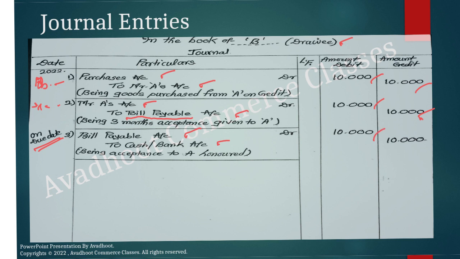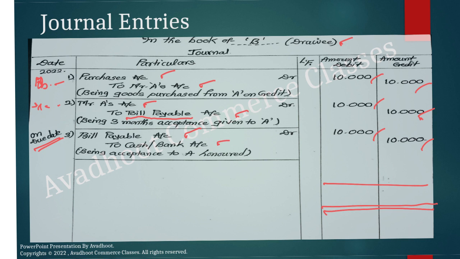Then he accepted the bill. In his book, that bill is called a bill payable, therefore it is going away, that's why it is to be credited. Debit the receiver, Mr. A's account debit 10,000 to bill payable account 10,000. And on the maturity date, that is the due date, when the bill comes and Mr. B honors the bill, bill payable comes in, therefore it is to be debited, and cash or bank account goes out, therefore it is to be credited, and you have to take the total of the journal.